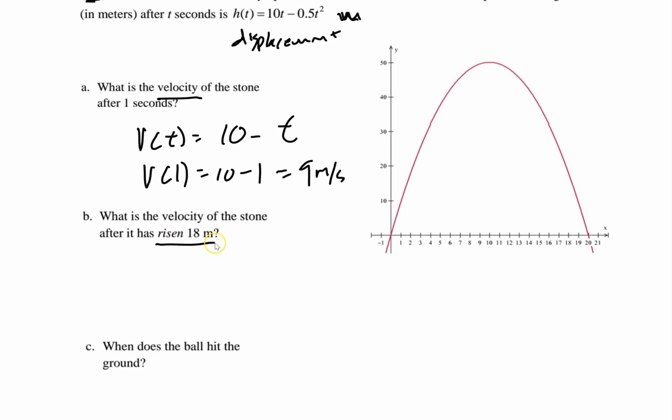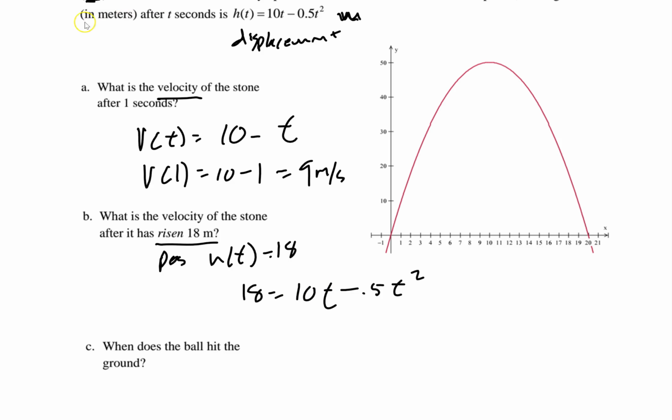So risen 18 meters, that's a position thing. They're saying the position, h of t in this case, equals 18 meters. So I've got to solve that first. I've got to go 18 equals 10t minus 0.5t squared. Now, there's a couple ways to solve this. You could set it equal to 0 and then factor, complete the square, or use the quadratic formula.